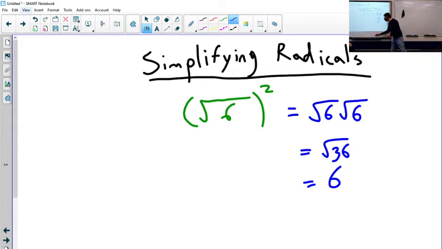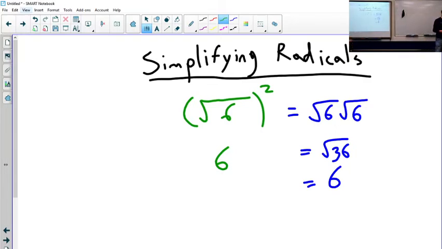Now, I want to convince you and jump you straight to the fact that the answer is 6. The reason is that square root and the square are what we call inverse operations. In other words, they undo each other.